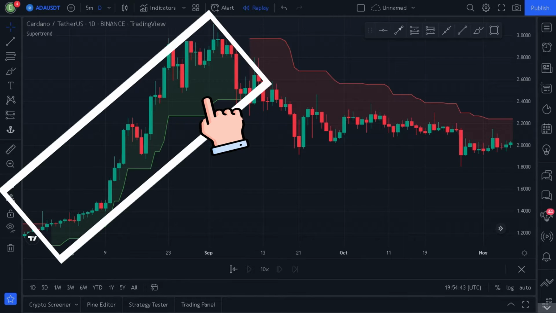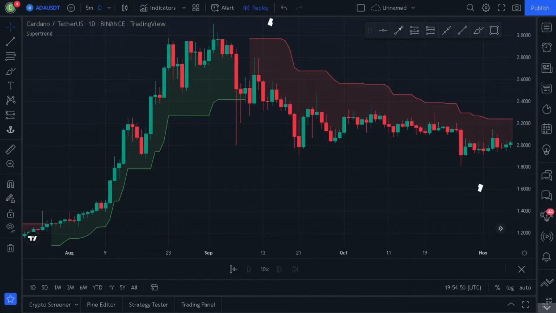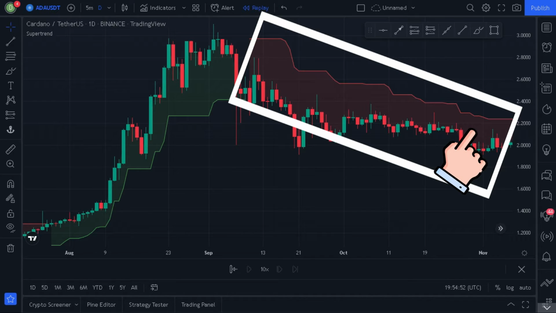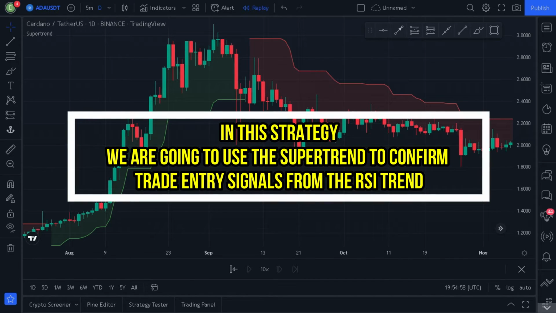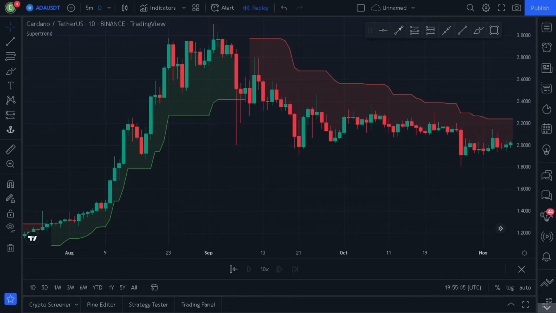The ATR band plays an important role in Super Trend because it shows the degree of price volatility. When this green ATR band starts to move away from the price, it shows the exhaustion of the price in the upward direction. And when the red band is moving closer to the price in a downtrend, it shows the exhaustion of the price in that direction. In this strategy, we are going to use the Super Trend to confirm trade entry signals from the RSI trend. Now, let's show this with an example.